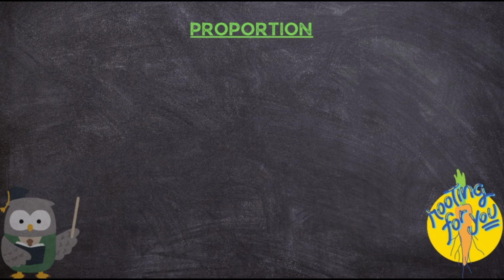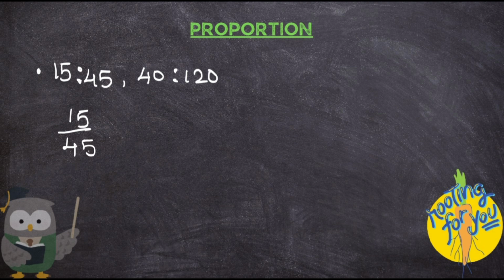Okay, so over here the first question is 15 is to 45. You have to find whether it is proportional to 40 is to 120. Okay, these are the two ratios given to you. You have to find whether these two given ratios are in proportion or not. Now what you have to do? As I explained you earlier in the ratios, I have told you when you are given this ratio, convert it into the fraction. So it will be 15 upon 45. And over here 40 is to 120 means 40 upon 120.